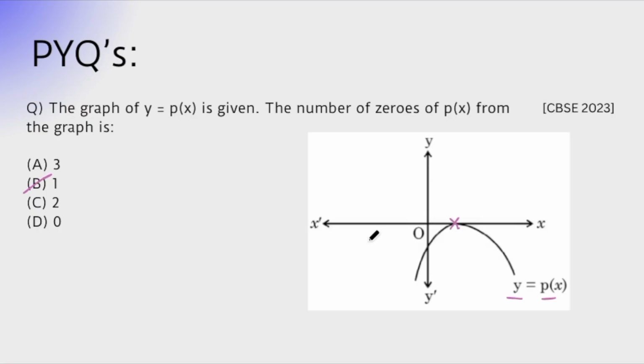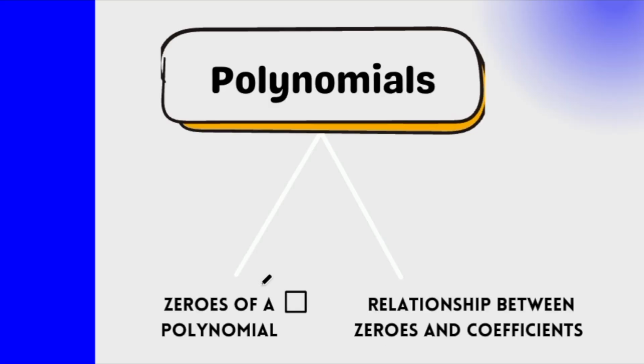So coming to how to solve it, the number of zeros is how many ever times the graph touches the x-axis, and hence since it is only one time here, the number of zeros would be 1. And that's how we complete the zeros of a polynomial, which was the first topic of polynomials. And in the next lecture, we will be learning about the relationship between zeros and coefficients.